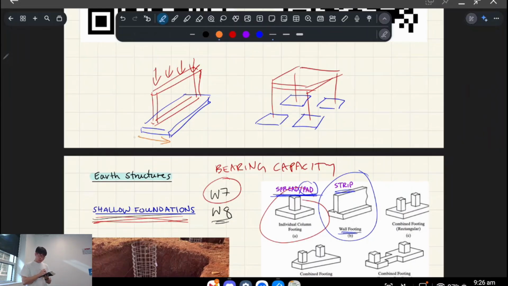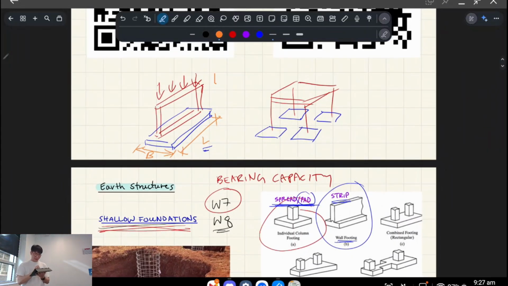So basically, if we call this dimension B, the width, right? And this dimension is called L, right? So usually in geotechnical design, we're going to call the dimension which is longer L, right? So if we're looking top down, right, and we have a width and a length, the dimension that's longer is L, and the dimension that's shorter is B, which is width. Okay. So strip footings is basically where L is significantly larger than B, right? That's just the general definition for it.